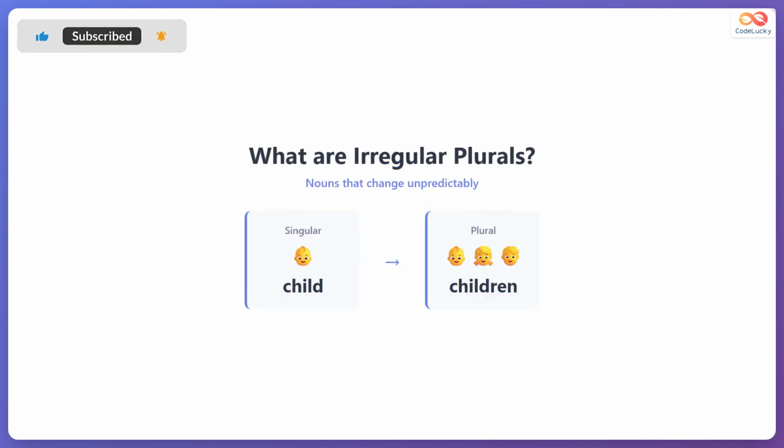Irregular plurals are nouns that change unpredictably when we make them plural. Instead of simply adding s or es, these words change in special ways. For example, the word child becomes children, not childs. These are words you need to memorize because they don't follow the standard pattern.